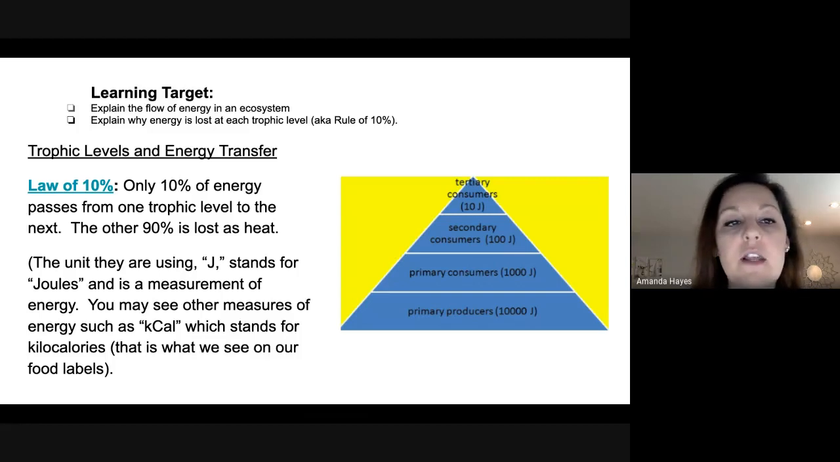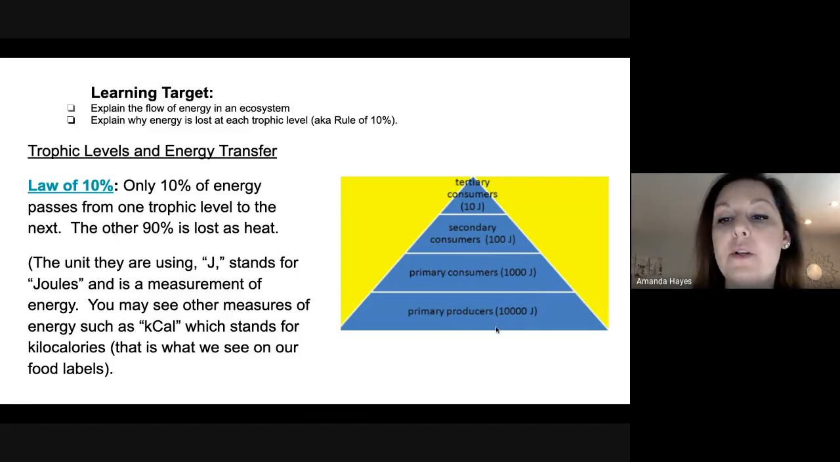So only 10% of energy passes from one trophic level to the next, which means that if we start with 10,000 joules in our primary producer, when that's eaten by our primary consumer, only 1,000 joules are obtained by that primary consumer. We can figure that math out by moving our decimal place one position to the left. That gives us 10%. You could also take this number and multiply it by 0.1, and that would give us still the same answer. That would be giving us 10%.